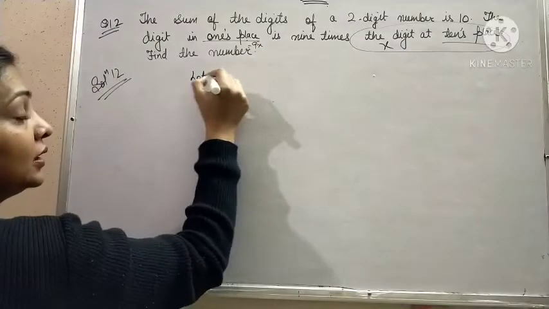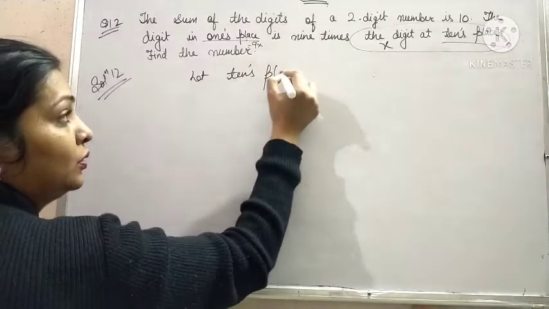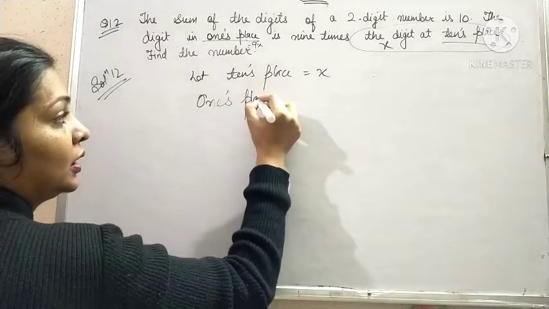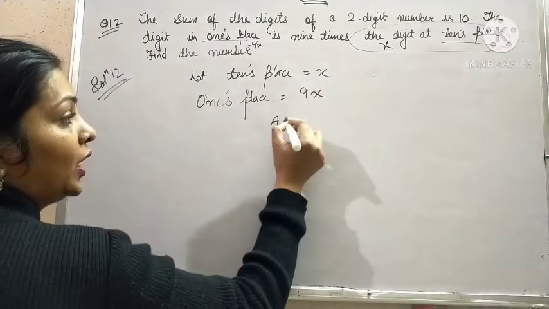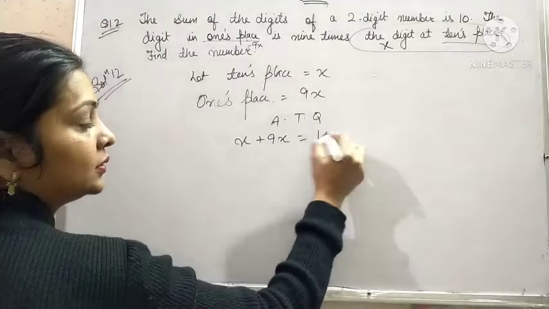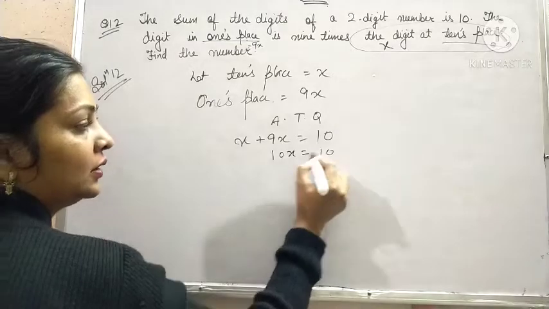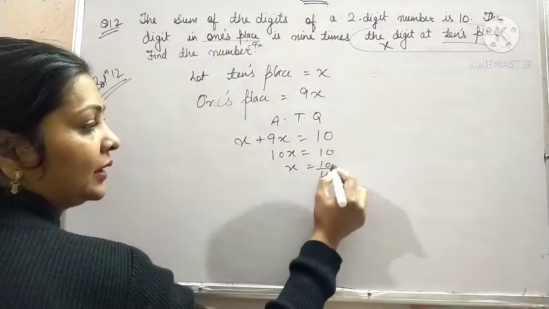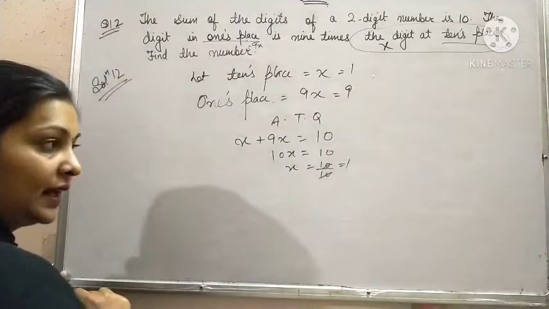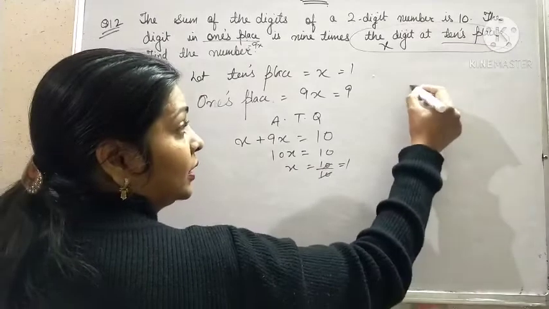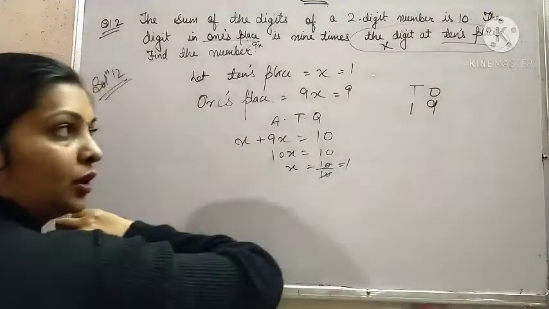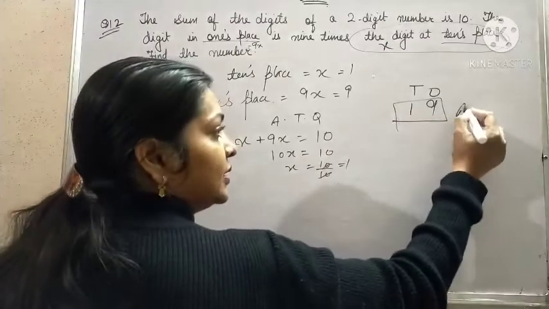So let tens place be equal to x, ones place will be equal to 9x. Now according to the question, the sum of the digits is 10, and here 10x is equal to 10. x will be equal to 10 by 10, that is equal to 1. So this is equal to 1 and this is equal to 9. Now the number will be tens place 1, ones place 9. Okay, so our answer is 19.